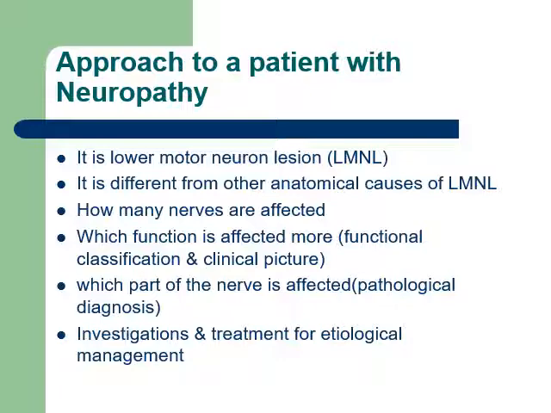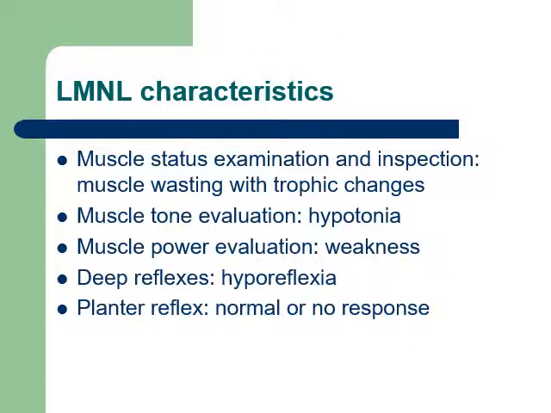What are the relevant investigations and the treatments in order to reach an etiological diagnosis, which is a cornerstone in treatment. So as I told before, it is a lower motor neuron character with the general lower motor neuron criteria in the form of muscle wasting, hypotonia, weakness, plus or minus hyporeflexia, and normal or no response plantar reflex.